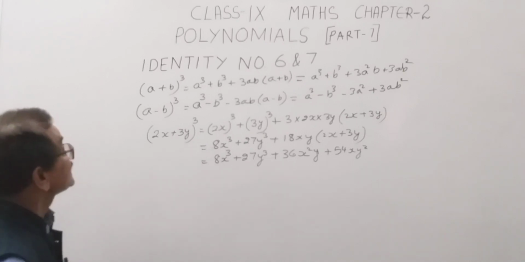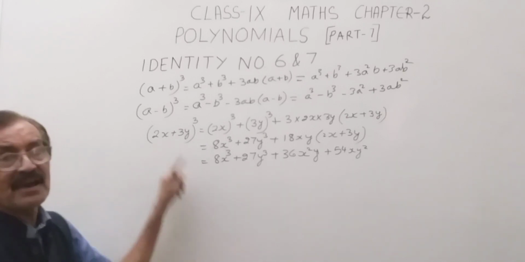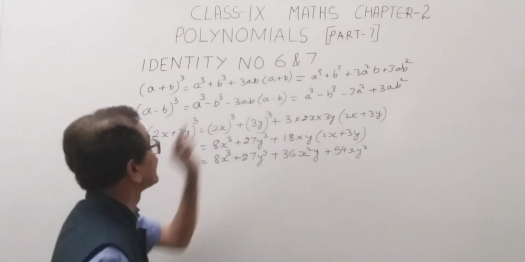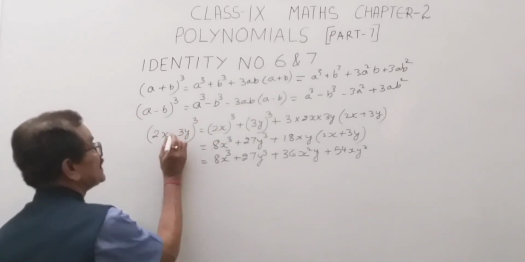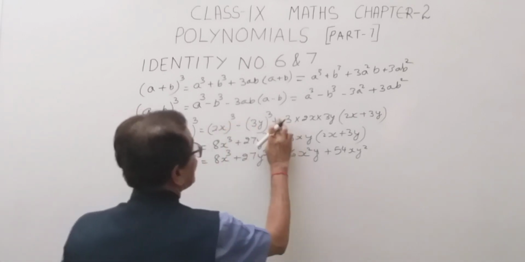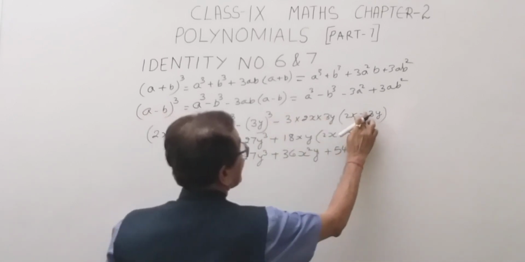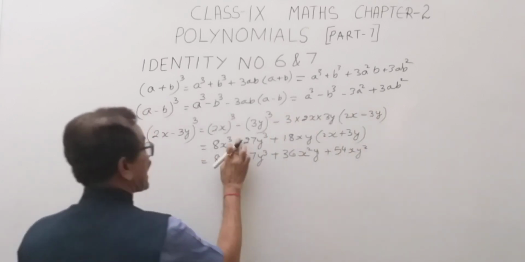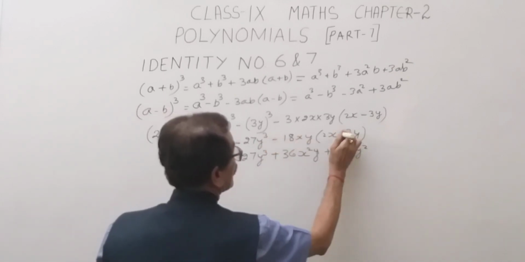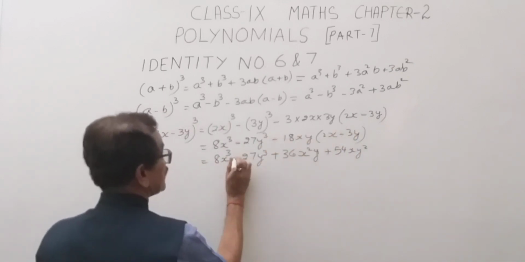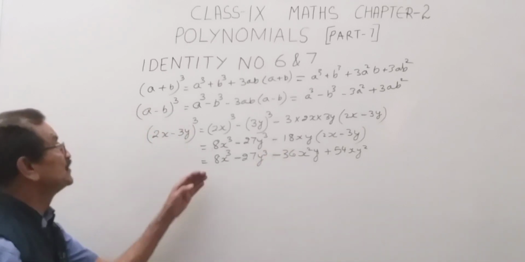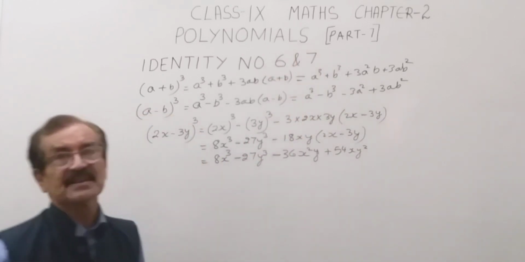Now here, suppose we have (a minus b) whole cube. So we will simply change these signs here. For example, if this is negative, then I write this as negative, this as negative, and this as negative, and then open the brackets to get the result like this, by using the identity number 7.